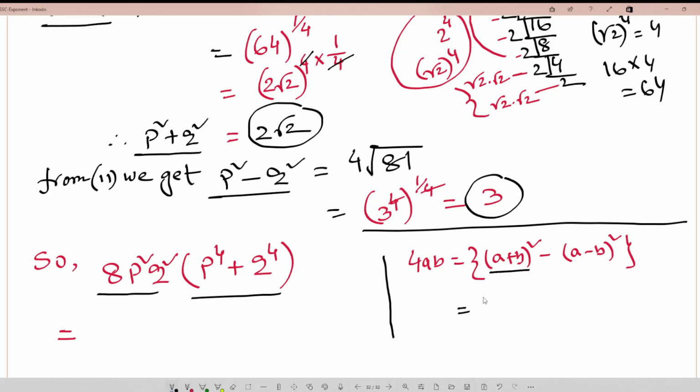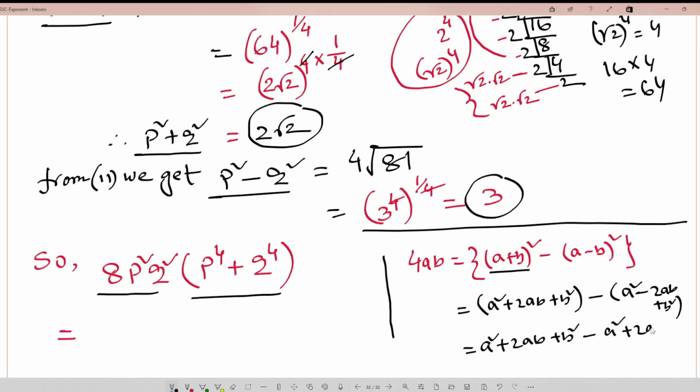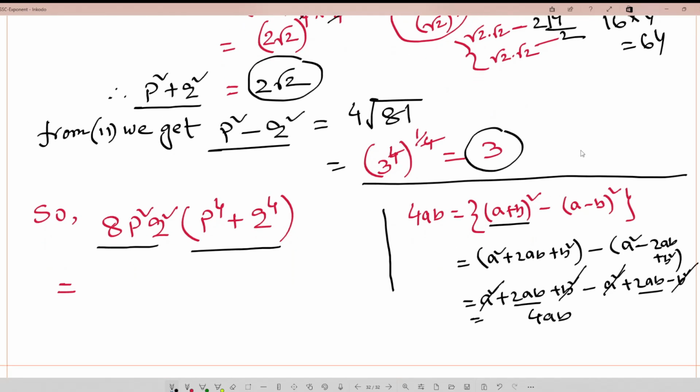Look, (a + b)² means a² + 2ab + b², and here is minus, so we can write a² − 2ab + b². Once we simplify this, a² + 2ab + b², then minus a², plus 2ab, then minus b². So finally a² minus a², b² minus b² cancel out. Here is 2ab and here is 2ab, and finally it becomes 4ab. So 4ab means (a + b)² − (a − b)².